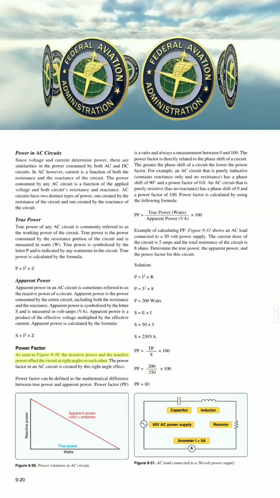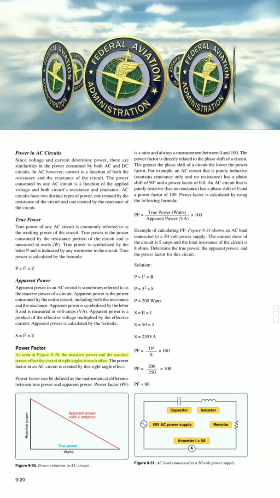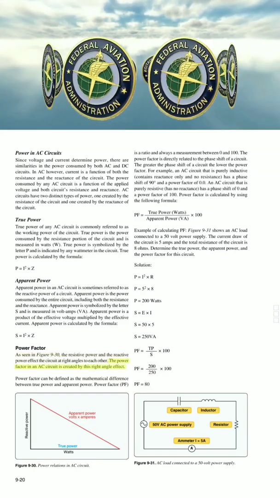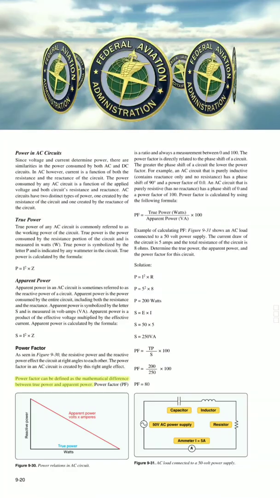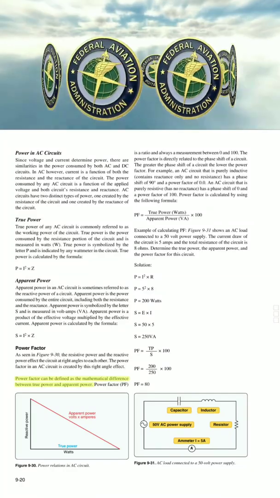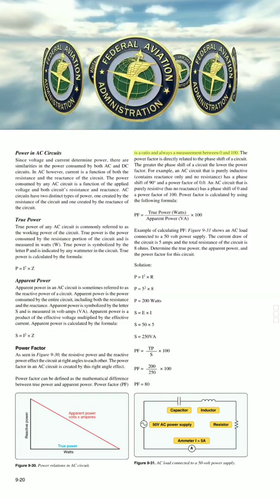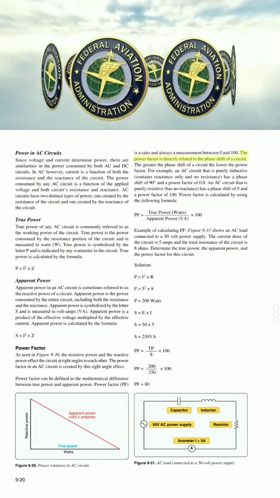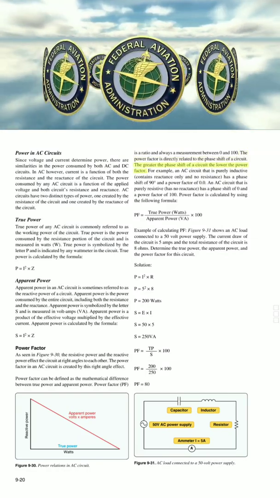Power factor. As seen in figure 9-30, the resistive power and the reactive power affect the circuit at right angles to each other. The power factor in an AC circuit is created by this right angle effect. Power factor can be defined as the ratio between true power and apparent power. Power factor, PF, is a ratio and always a measurement between 0 and 100. The power factor is directly related to the phase shift of a circuit. The greater the phase shift of a circuit, the lower the power factor.